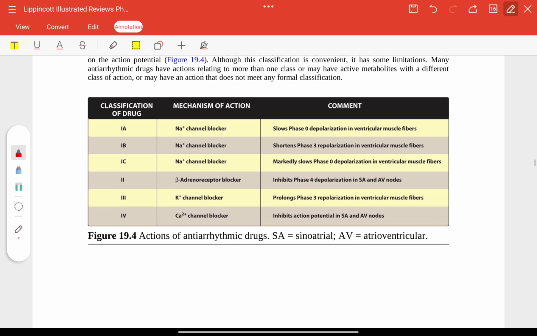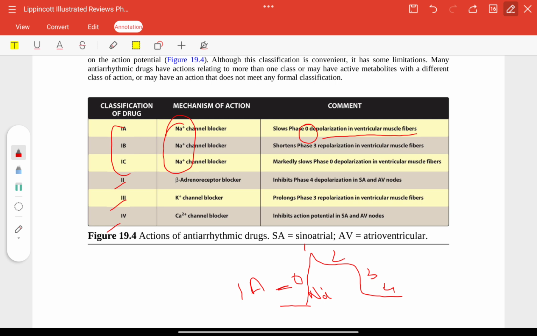This is the classification: 1, A, B, C, 2, 3 and 4. Class 1A will act on phase 0, depolarization. In the vascular topic, we have studied this. This was phase 0, 1, 2, 3 and this was 4. So here 1A will act. They will block sodium because sodium influx was happening. These are all sodium channel blockers. They all will act here, on phase 0 depolarization in the ventricular muscle.